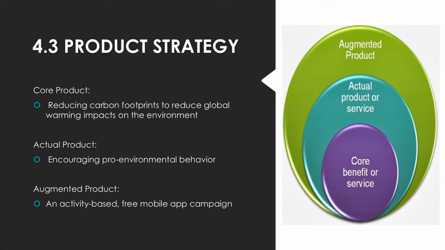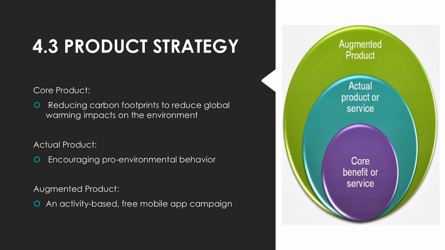The product strategy involves the application of the core product, actual product, and augmented product, which the target market will wish to obtain through the behaviour change involvement with the social cause. The core product is the benefit or satisfaction that a consumer would expect from a good or service. In regard to the social cause, the core product aims to reduce carbon footprints, which minimise global warming impacts on the environment. The actual product is the specific way to achieve the desired behaviour, which in the case of the social cause is to encourage pro-environmental behaviour. Finally, the augmented product is what is used to assist performing the desired behaviour.